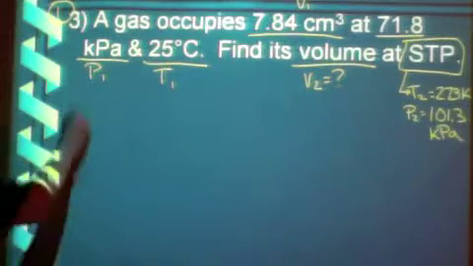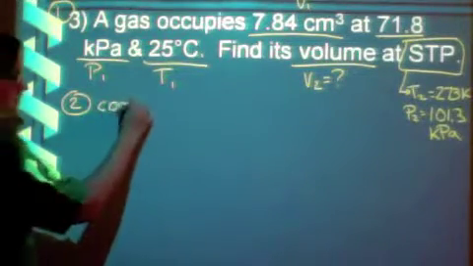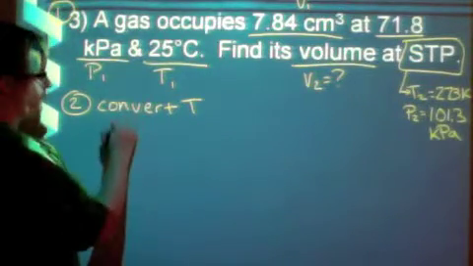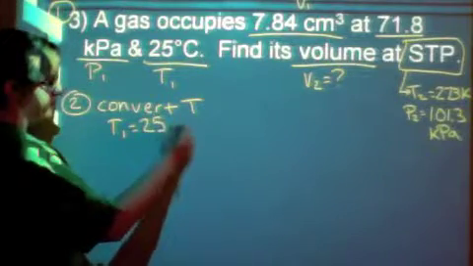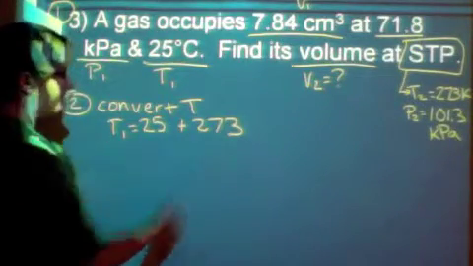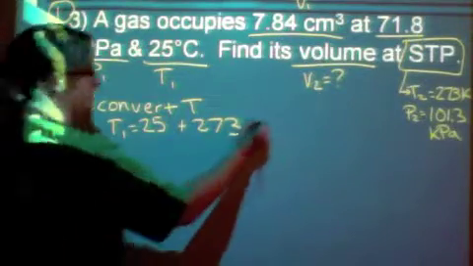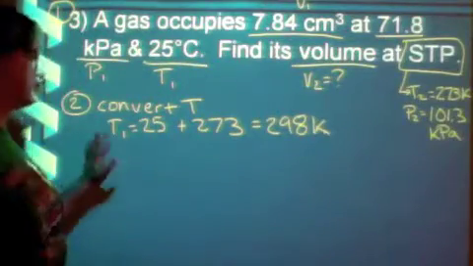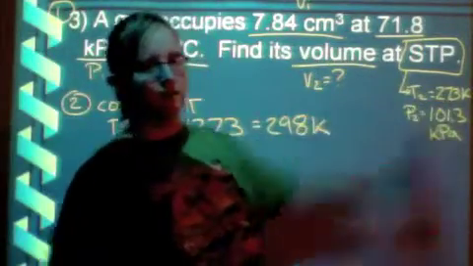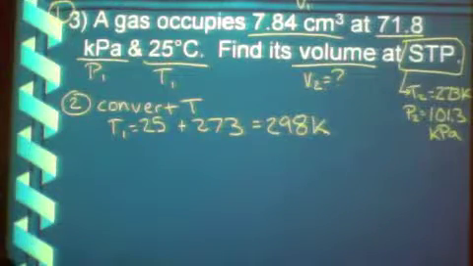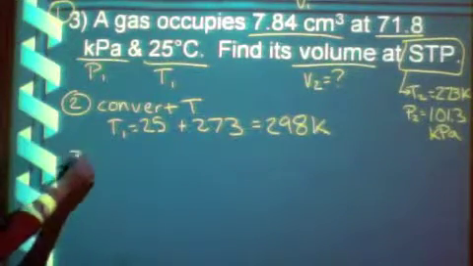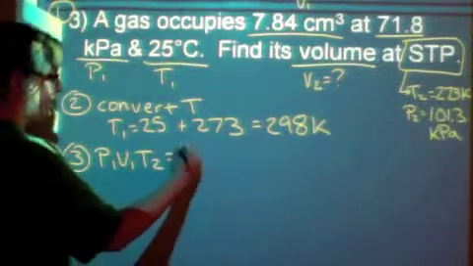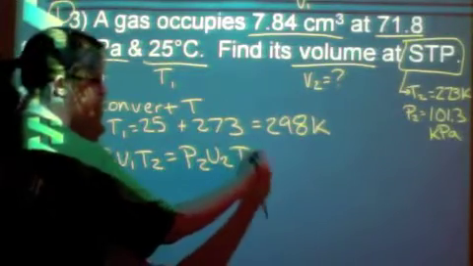Step 1. Step 2, convert your T's. So T1 is 25. We need to add 273 to make it kelvins. So 25 plus 273 gives you 298 K. Now for T2, we already have it in kelvins, so we don't have to do anything to that one. Step 3, figure out our formula. So P1 V1 T2 equals P2 V2 T1.